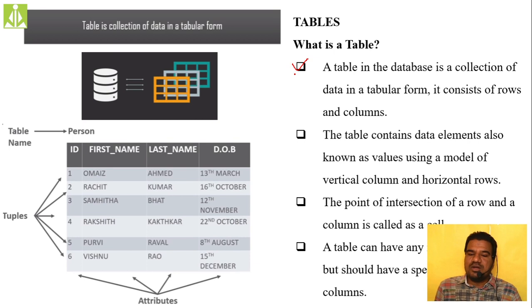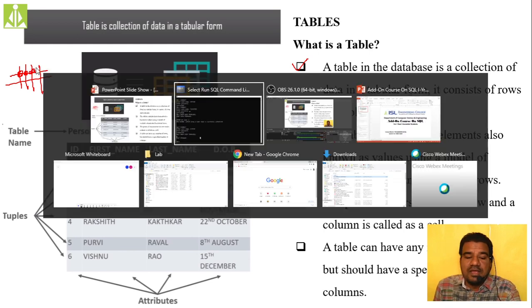Okay, the point of intersection. What is the point of intersection? See here, these are my columns, and these are my rows. So where exactly are we having the values? At the points of intersection. So this is my intersection, this is my intersection. Likewise, at the point of intersection we will be having values.